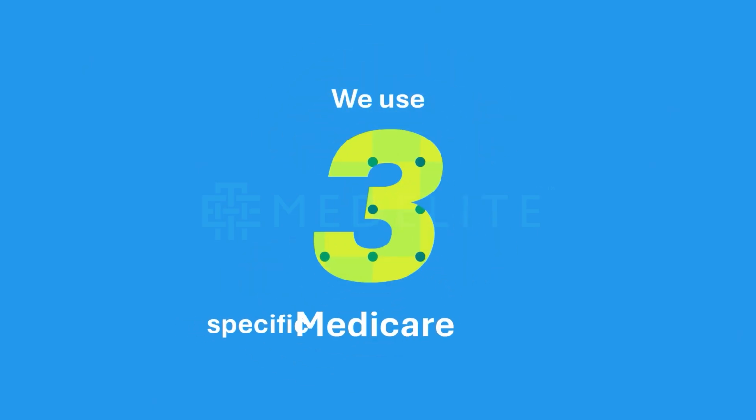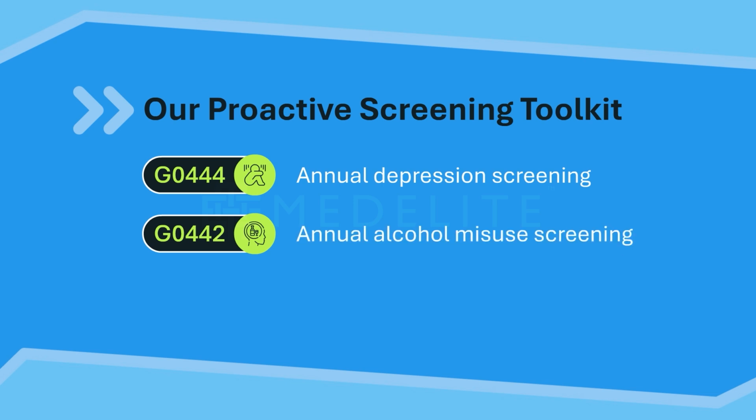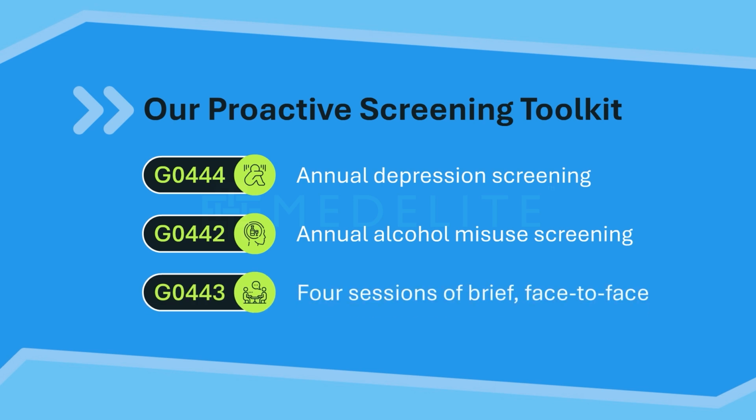We use 3 specific Medicare G codes for these services. G0444 is the annual depression screening. G0442 is the annual alcohol misuse screening. And if a patient screens positive for alcohol misuse, G0443 is the code we use for providing up to 4 sessions of brief, face-to-face counseling per year.